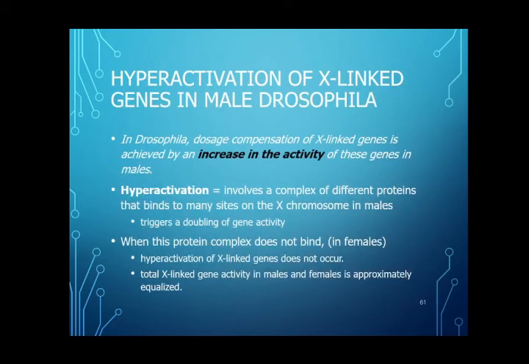In male Drosophila, you have hyperactivation of X-linked genes. In Drosophila, dosage compensation of X-linked genes is achieved by an increase in activity of these genes in males. So, this is what you call hyperactivation. It involves a complex of different proteins that bind to many sites in the X chromosome in males. So, it triggers a doubling of gene activity. When this protein complex does not bind in females, hyperactivation of X-linked genes does not occur. So, total X-linked gene activity in males and females is approximately equalized.